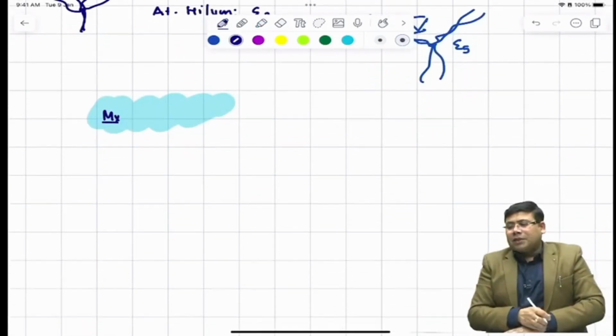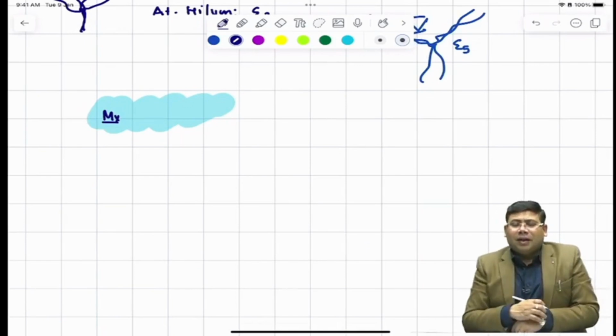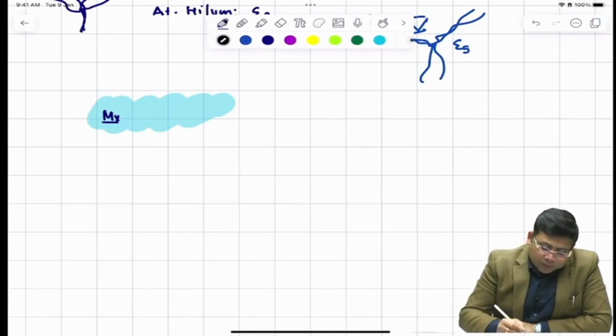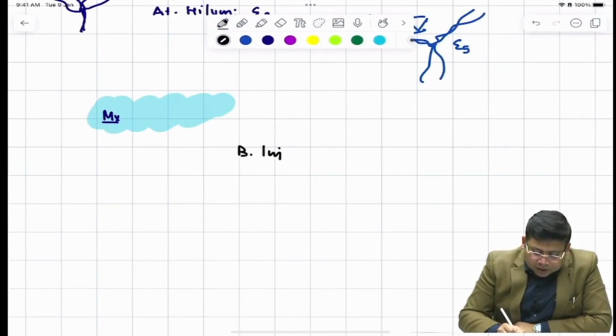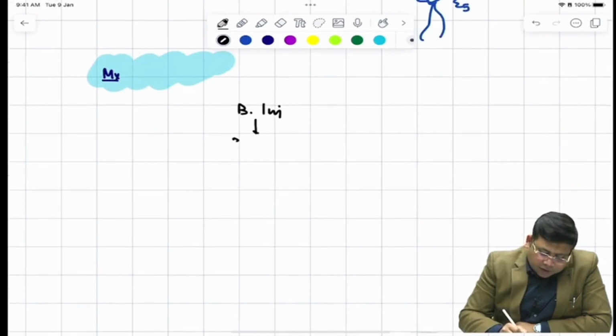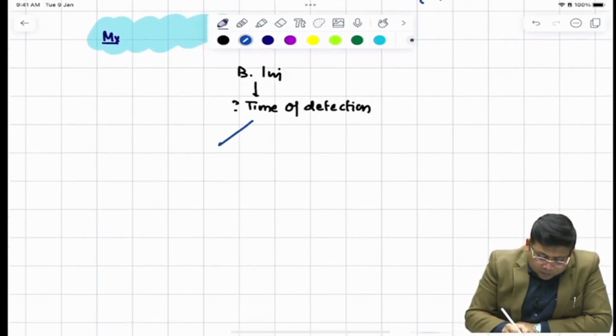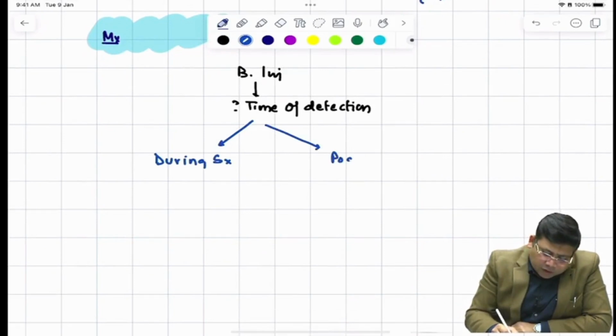So that is why I am giving some time, because biliary injury and its management is frequently asked in exams. So let us understand, whenever there is a biliary injury, the next question is when has it been detected. So time of detection is very important. The time of detection could be during surgery, or it has been detected, what students, post surgery. This is what is very important.